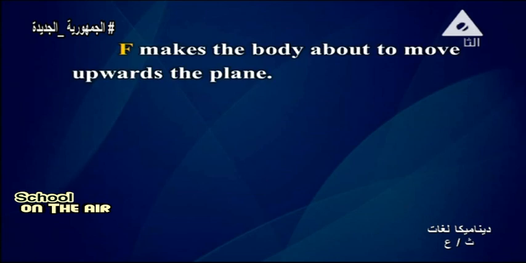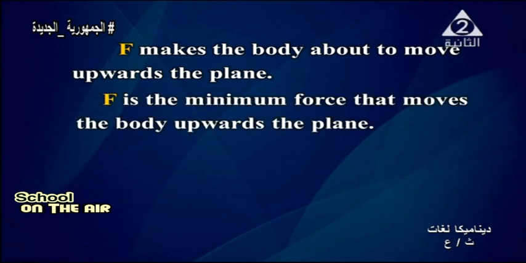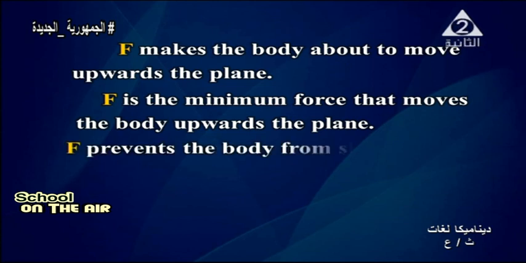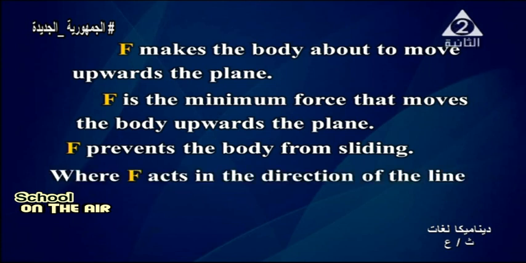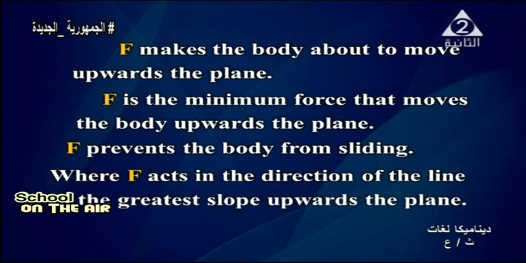First case, F makes the body about to move upwards the plane. Second case, F is the minimum force that moves the body upwards the plane. The third case, the force F prevents the body from sliding, where F acts in the direction of the line of the greatest slope upward the plane.